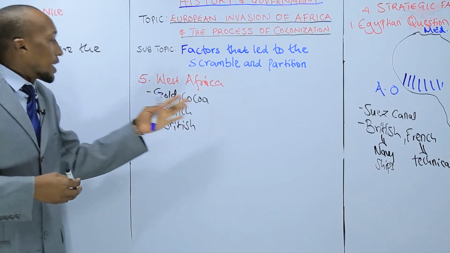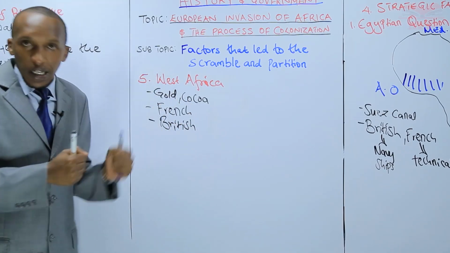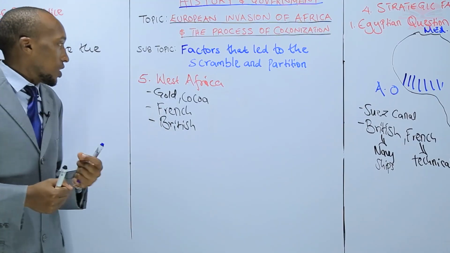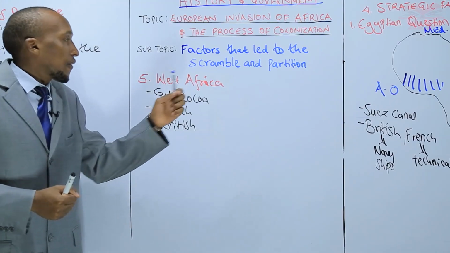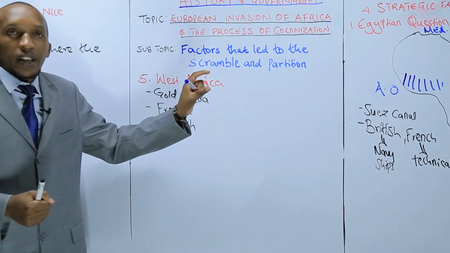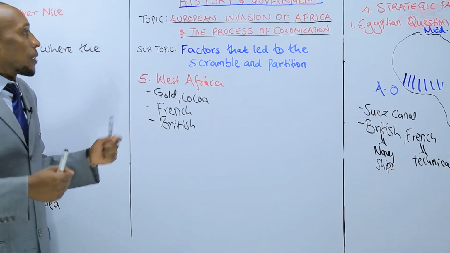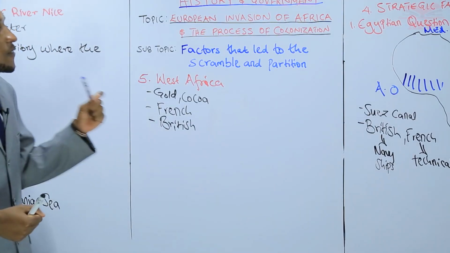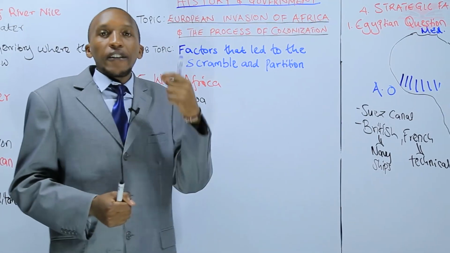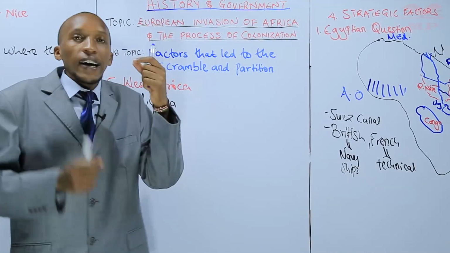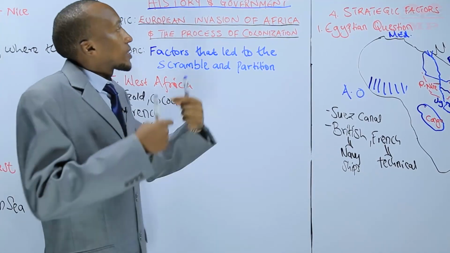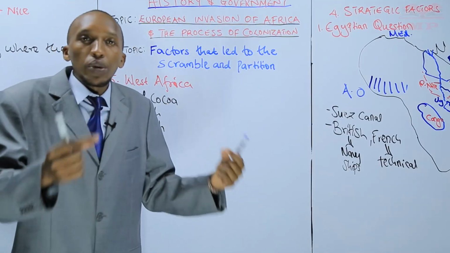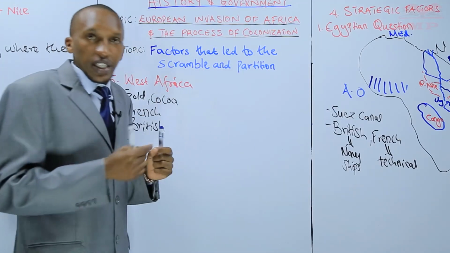They had to fight against one another. They had to compete, actually, because at this time they were just competing to acquire the West African coast or the West African territory. So, my dear learner, as we come to the end of our lesson today, we have looked at the strategic reasons or the strategic factors that encouraged the European powers to scramble for territories in Africa.